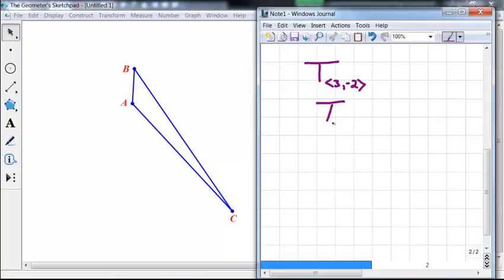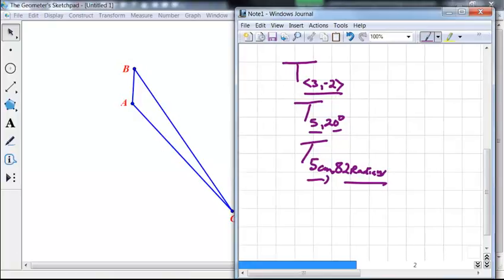Or we might give a translation of 5 and then maybe 20 degrees, or we could give it in radians, or we might say 5 centimeters, 0.82 radians, to specify a magnitude and a direction angle, or we might give it a vector there. So that's defined by vector.